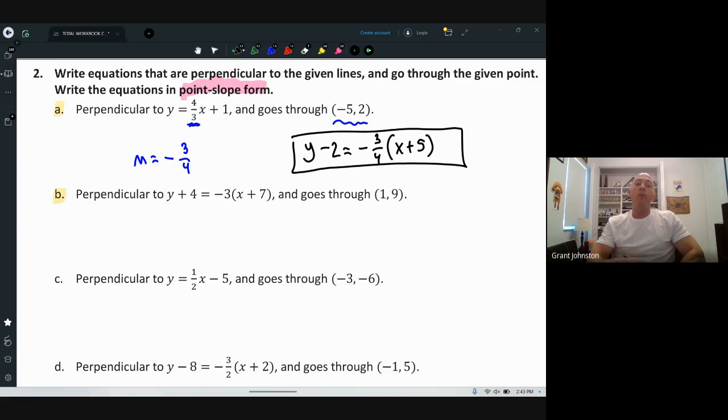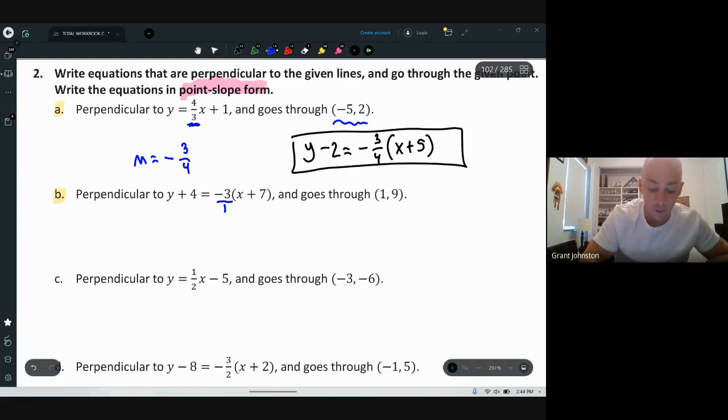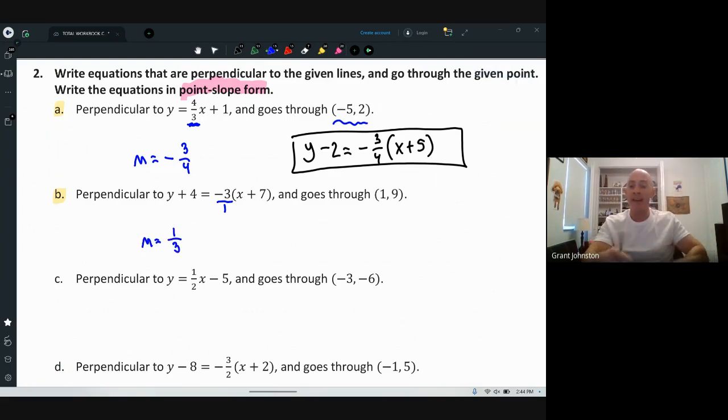Let me show you B. B says perpendicular to y plus 4 equals -3x plus 7. So the slope of this line is -3. The perpendicular slope would have to be the negative reciprocal. But this gets a little confusing when it's not in fraction form, because it's hard to flip anything. So I'm going to say this is -3/1. I'm going to flip and then change the sign. Since it's negative, it's going to become positive. So the slope of our new line is going to be positive 1/3.